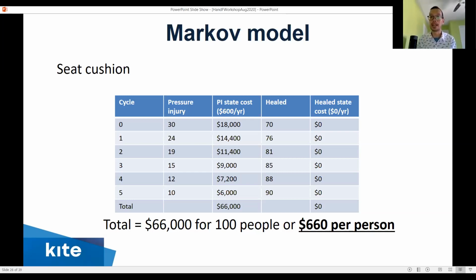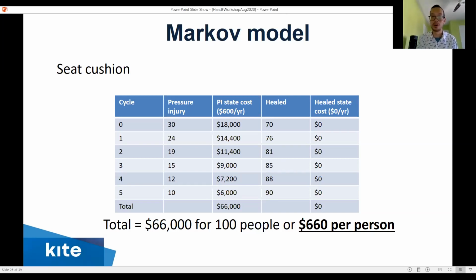So that means that it's on average about $660 per person for healthcare for an individual who receives the seat cushion, given their probabilities of being healed or receiving a pressure injury. And that is the average cost over a 5-year time frame, $660 per person receiving the seat cushion.